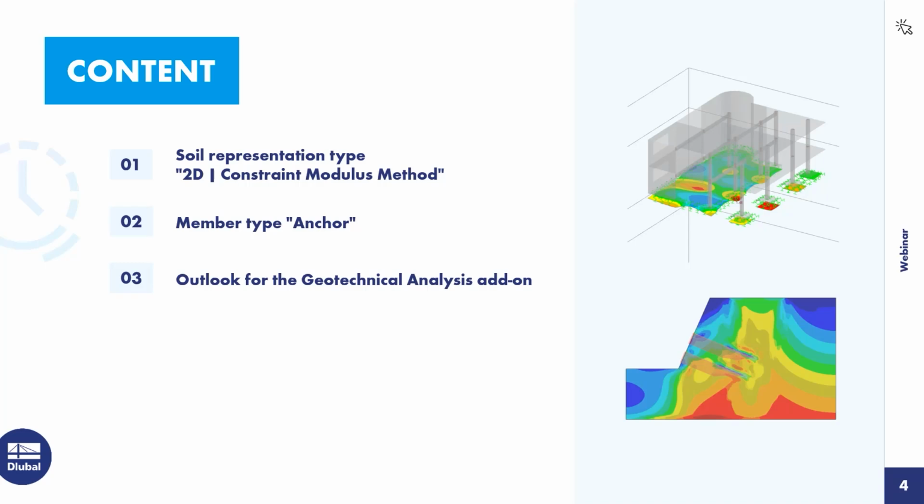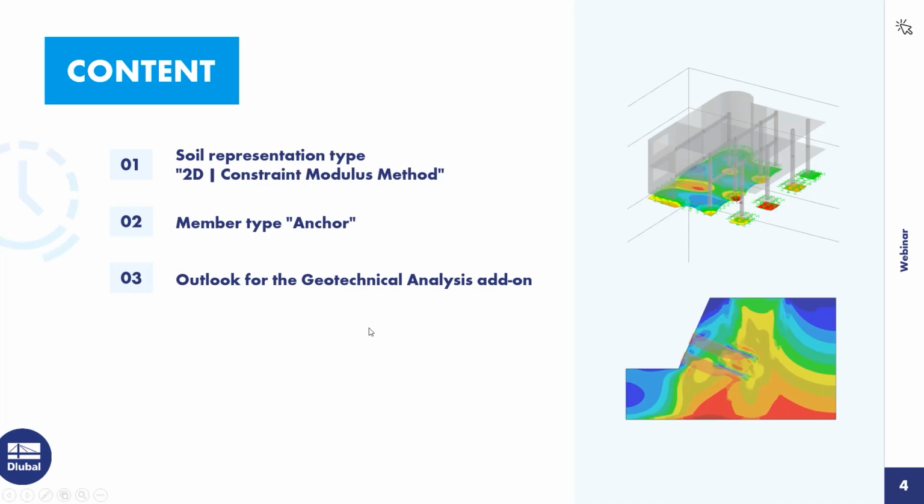Thank you, Andreas, for your kind introduction. Now let's start with two exciting new features of the Geotechnical add-on for RFEM 6. First, we start with the soil representation type 2D Constraint Modulus Method, then go over to the new member type Anchor, and at the end I will show a little outlook on new features coming for the Geotechnical Analysis add-on.